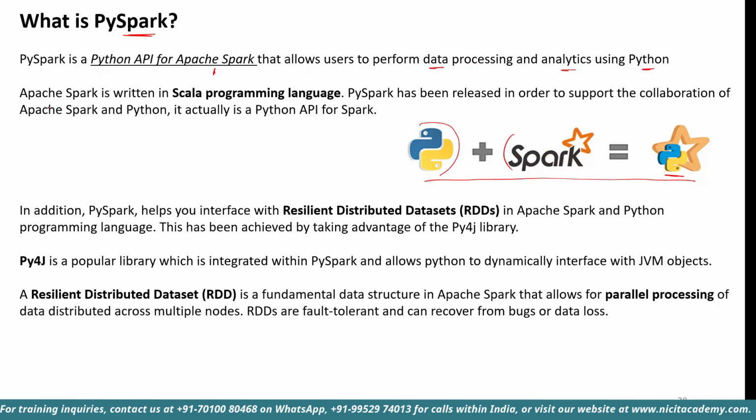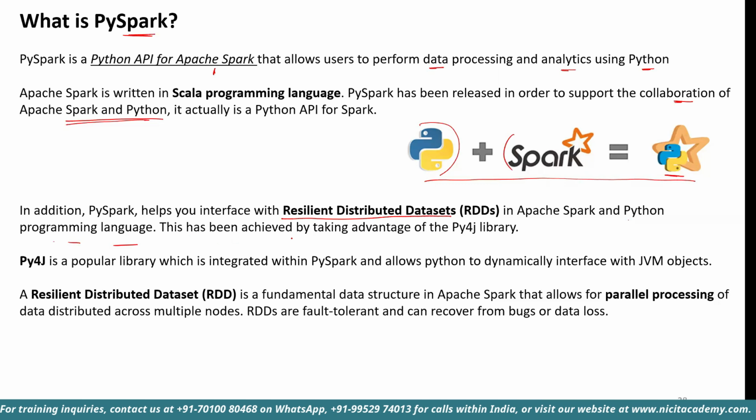Okay, so Apache Spark is written in the Scala programming language. PySpark was released in October in order to support the collaboration of Apache Spark and Python. You can call Python APIs which are used with Apache Spark. In addition, PySpark helps you interface with resilient distributed datasets, RDDs, in Spark and the Python programming language. So this is one of the uses here.